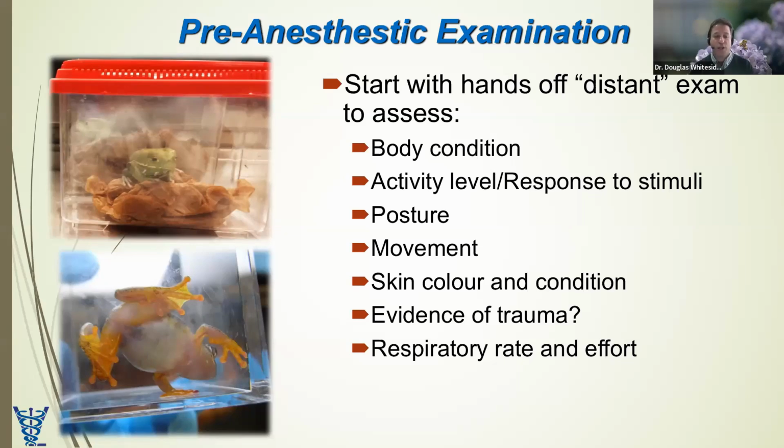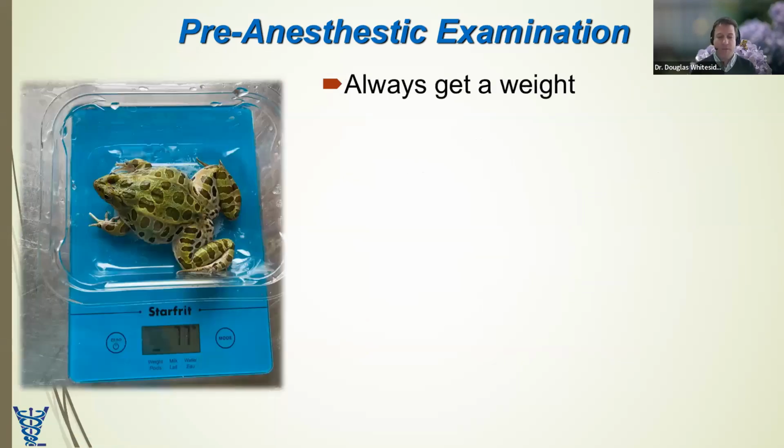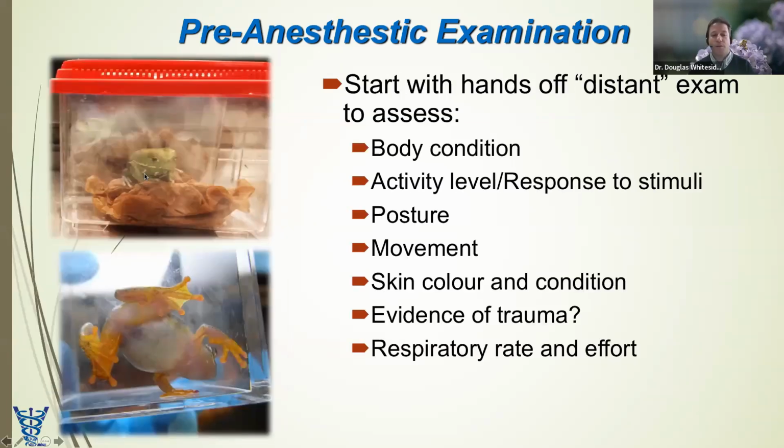We want to look at their posture, right? A healthy amphibian should be able to push up with their front limbs quite easily. They're not going to be flattened out. We're going to look at their movement, their skin color and condition, and look for any evidence of trauma. This is also a great place to assess their respiratory rate and effort.